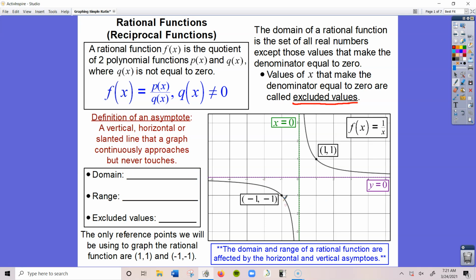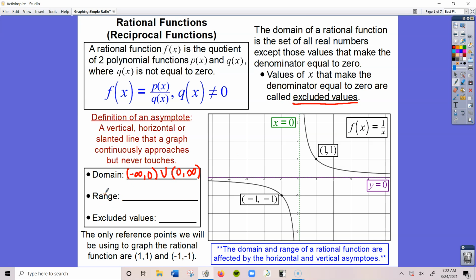So the domain of the function is all the numbers. So all of these negative x values, all of these positive x values, except for x is equal to 0. So the domain would be from negative infinity to 0, and I put a parentheses to not include the 0. So these are all of those negative x's. Then we start again at 0, but again I don't include it, to infinity. So the domain is affected by this vertical asymptote.